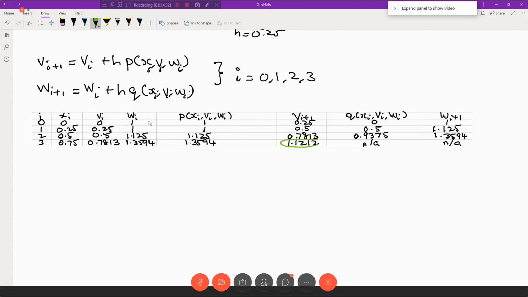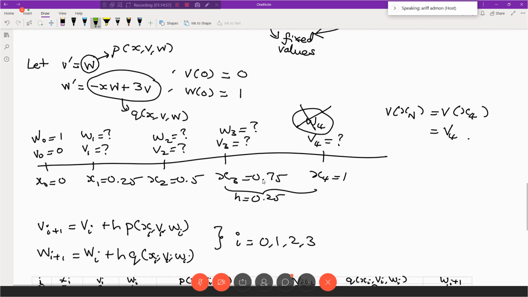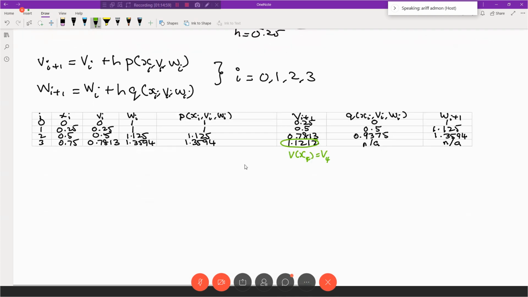Okay, so this is your VX4 or V4. Okay, another one. This is your UX4. Why did I highlight these two? Because we will use these two values to calculate your S.